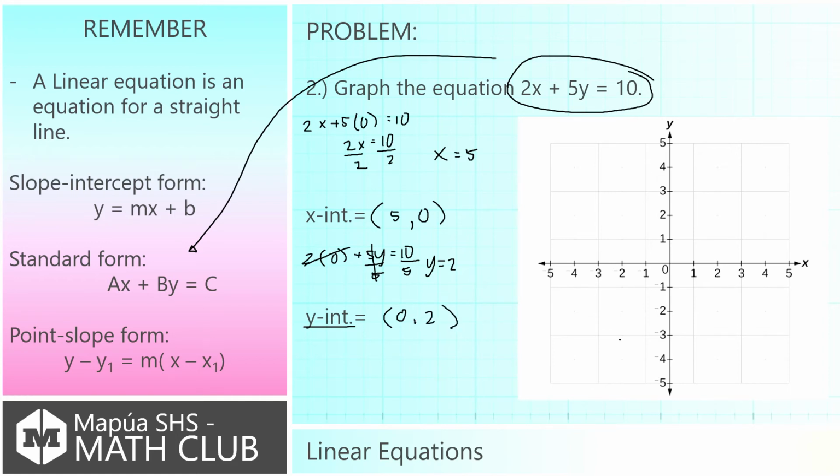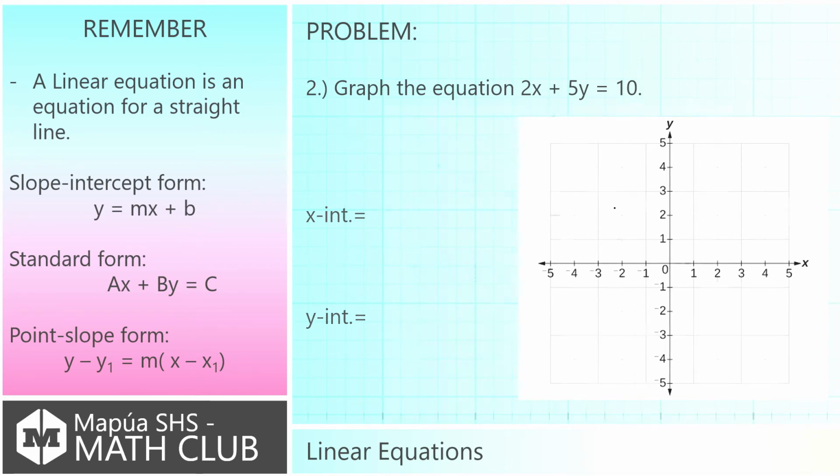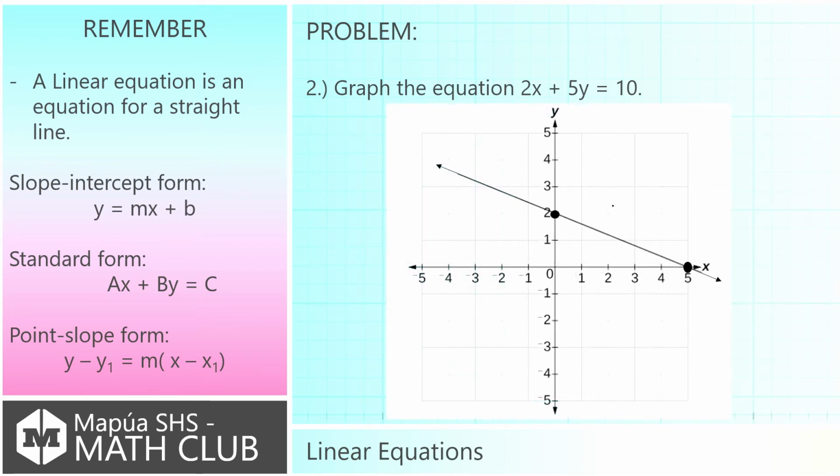So when graphing this equation, the first point is at (5, 0) right here, and the next point is at (0, 2) right here. Then just draw a straight line, and this will be the graph of 2x plus 5y equals 10.